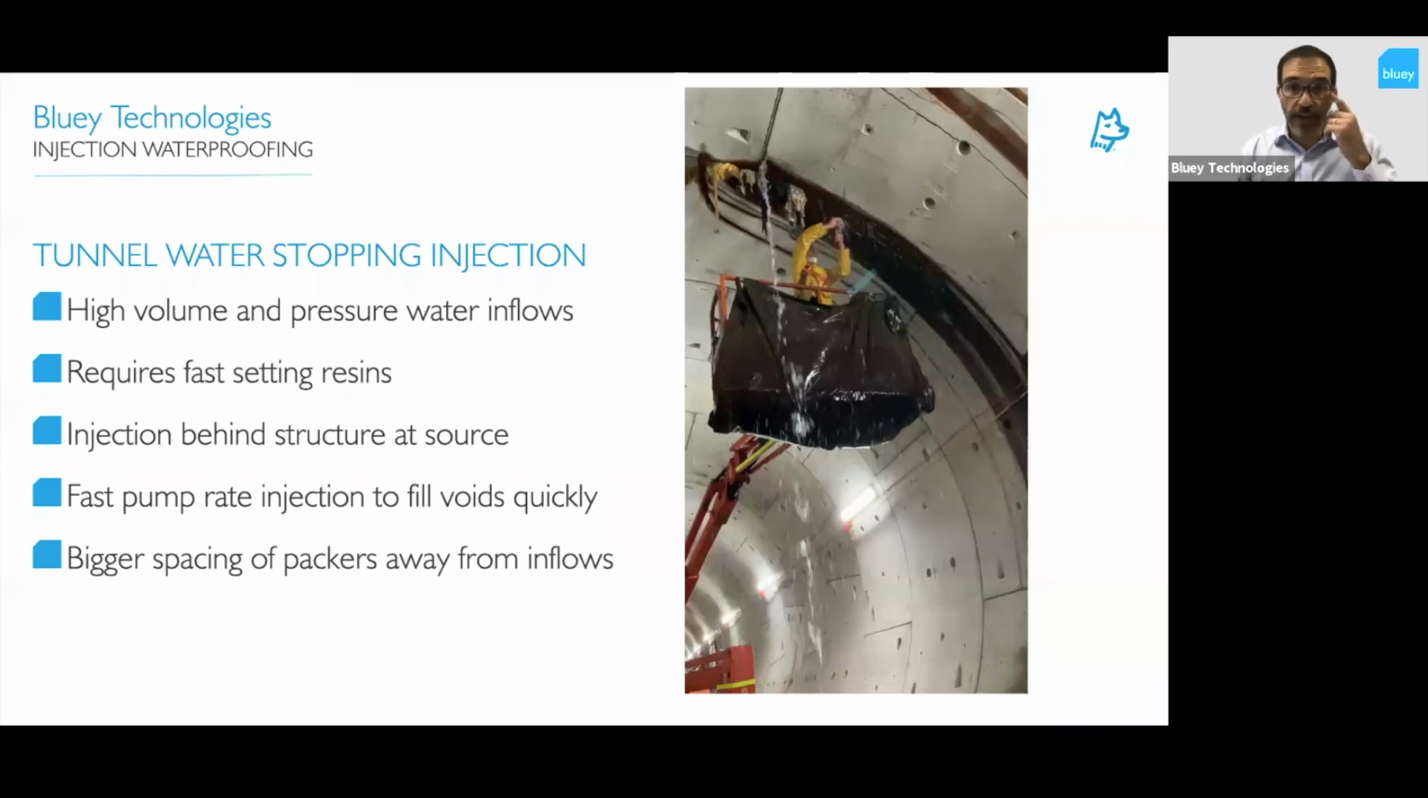Once he installed that packer in that particular case, it was a job done recently, we started pumping, and within about 20 minutes, that leak had sealed up. As you can see, injecting a fast reacting polyurethane will give you a very quick response in terms of sealing if you know where to inject and you do the job well.